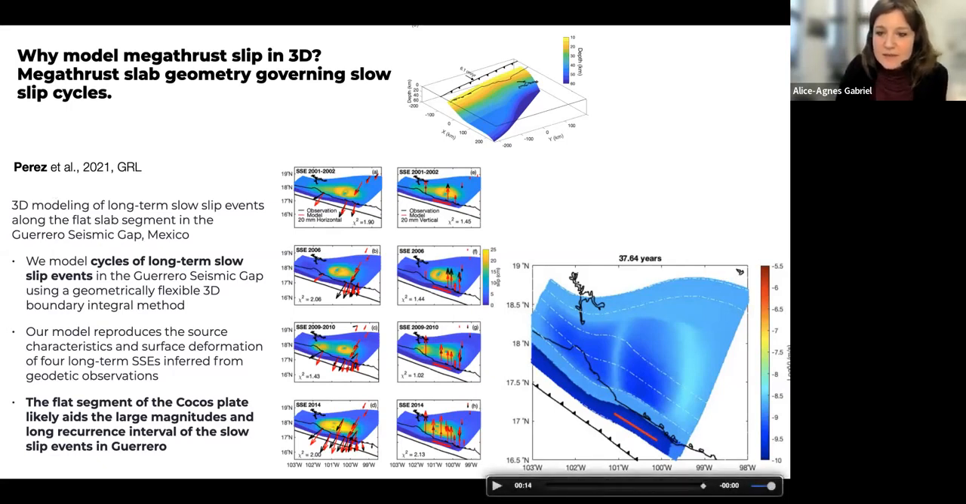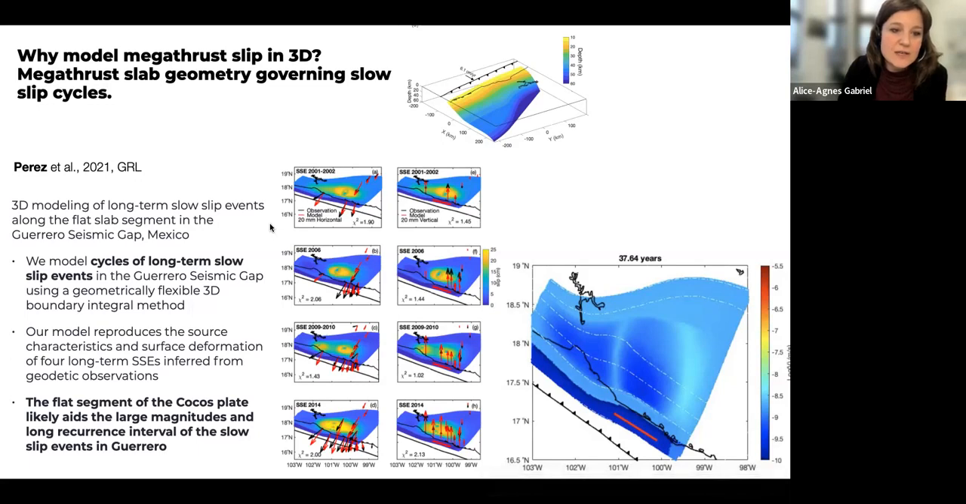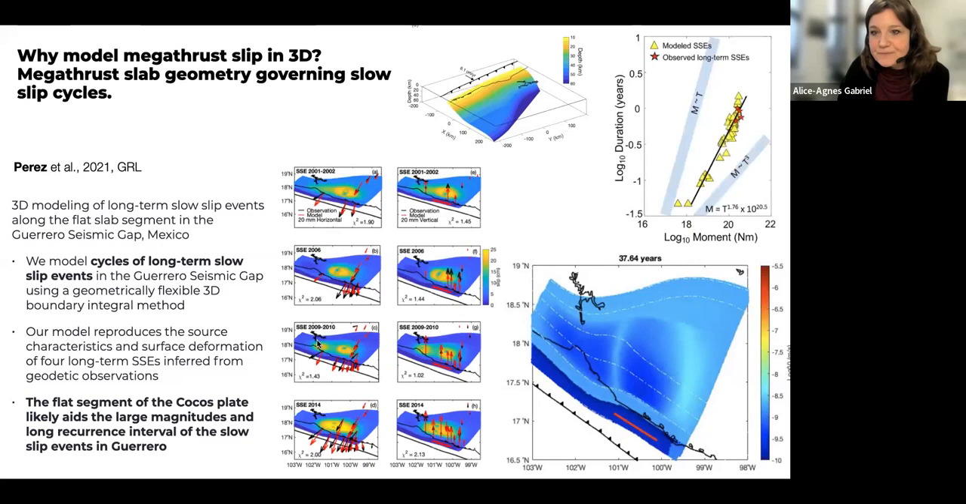And the video that's been playing here is showing some of these transients she's been modeling. And we show that we can reproduce the source characteristics of 4 long-term SSEs as inferred from geodetic observations. And interesting is that the flat segment of the Cocos plate likely aids the large magnitudes and long recurrence duration of these specific slow slip cycle events, for example, compared to Cascadia.